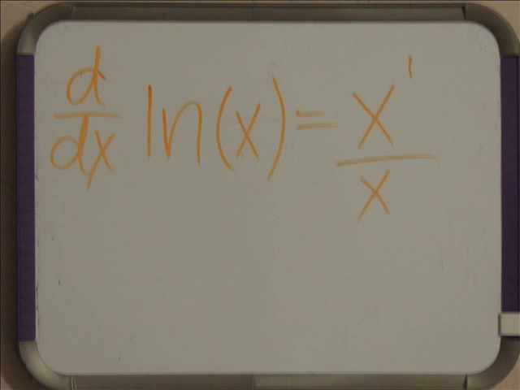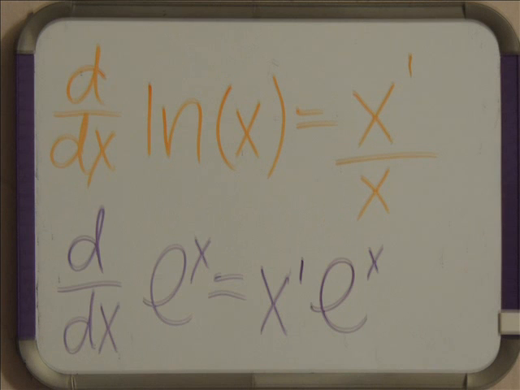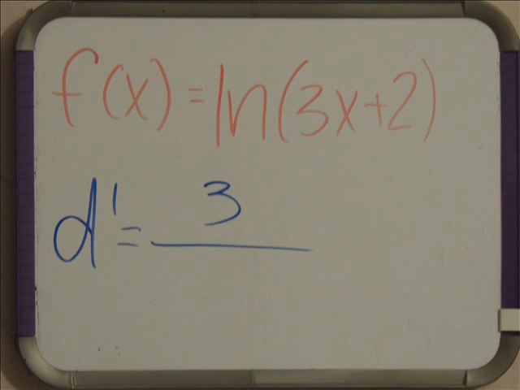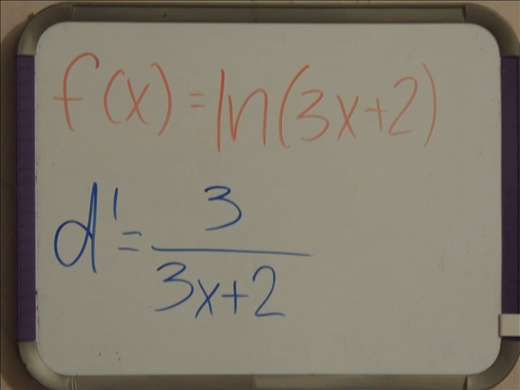Other things you need to know are that the derivative of a natural logarithm, or ln, of x is the derivative of x over x, and the derivative of e to the x is the derivative of x times e to the x. For example, natural logarithm of 3x plus 2, we place the derivative of x over x.